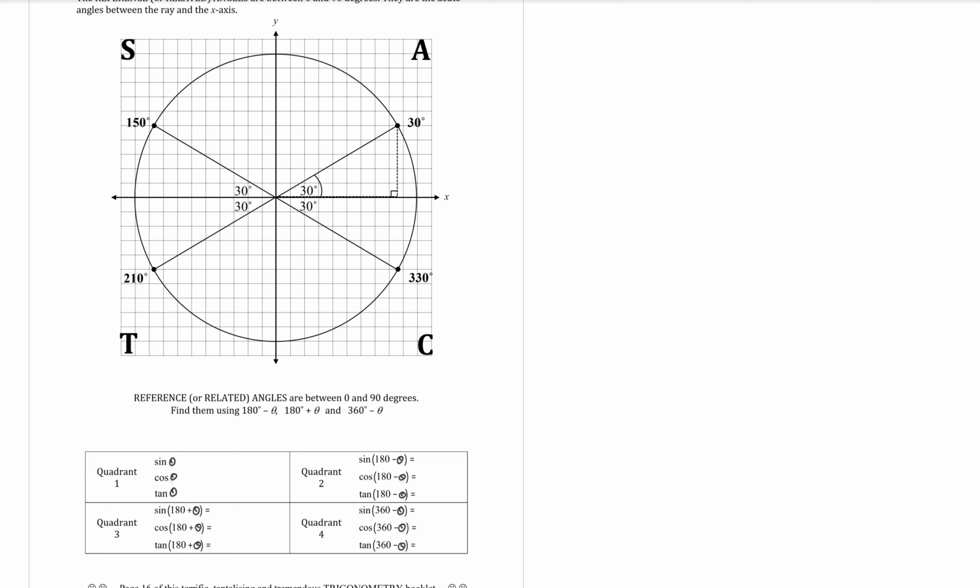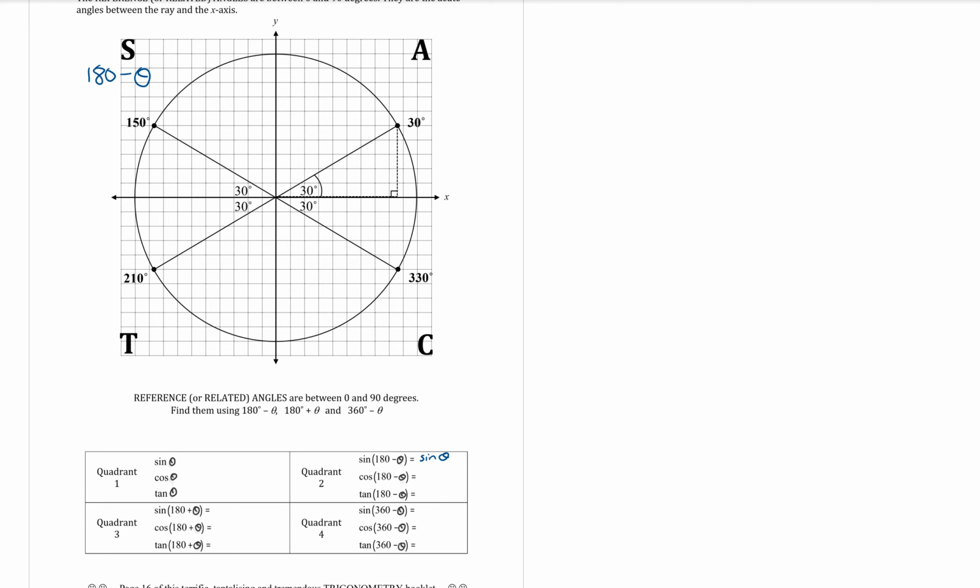Okay, so this quadrant here, and you might want to write it on there, is called the 180 minus theta quadrant. So, sine of 180 minus theta is going to be the same as sine theta. It's the exact same as the reference angle and it's positive. So in there, if we squeeze it in, that's equal to sine theta.